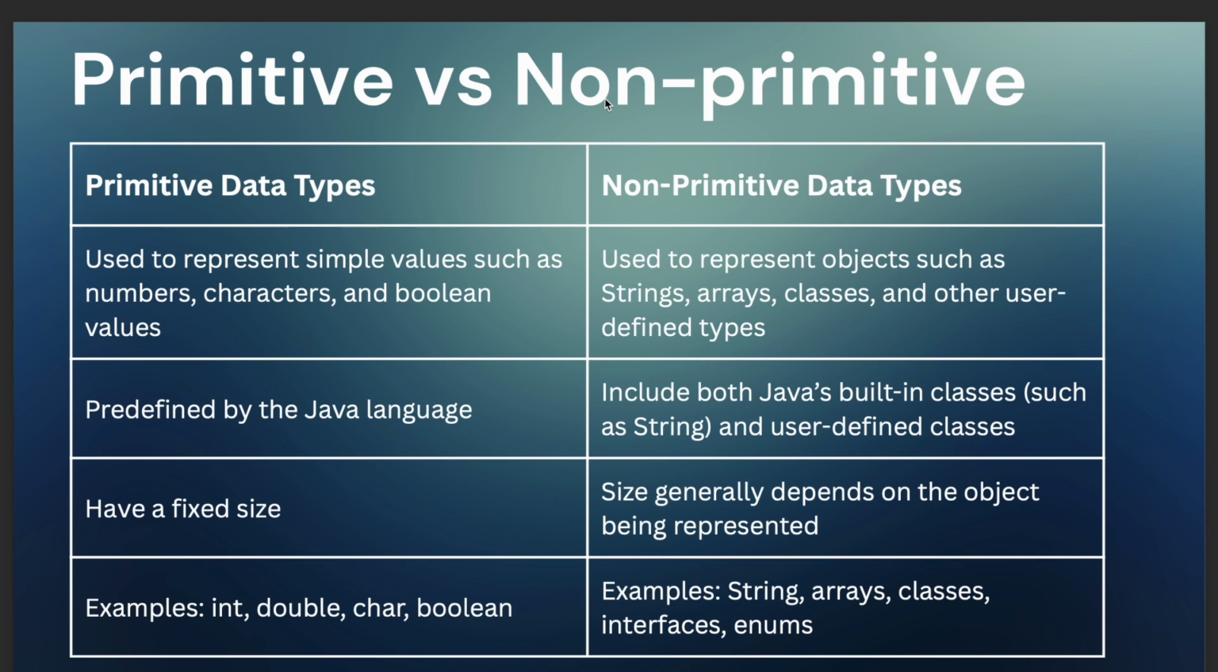For now, simply remember this. Primitive data types represent simple values such as numbers, characters, and Boolean values. Non-primitive data types represent more complex data such as text, arrays, and objects. Primitive data types have fixed size, whereas the size of non-primitive data depends on the kind of object being represented. For now, keep this core contrast in mind.